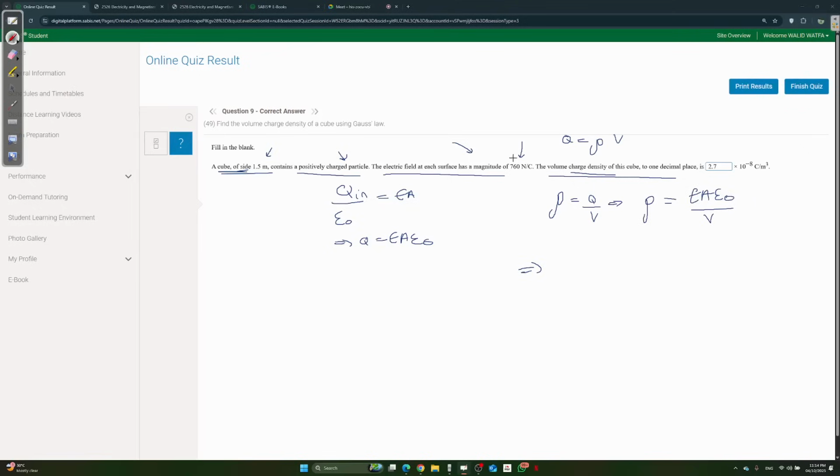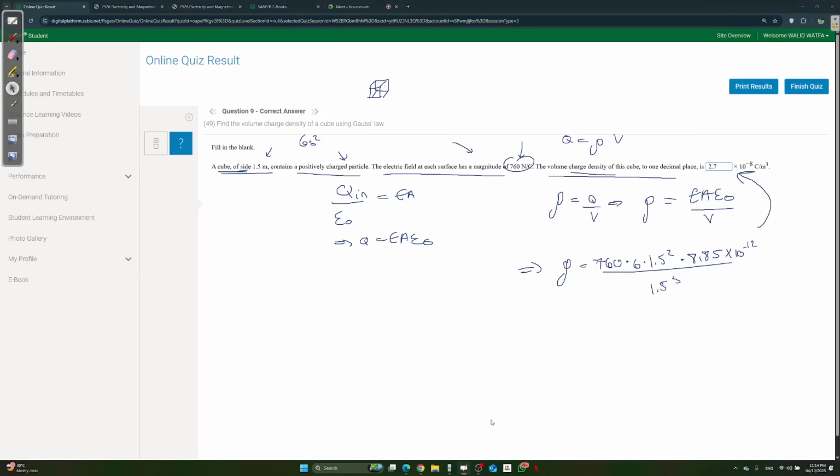What's the electric field? 760. What's the area? The surface area of a cube is what? 6s squared, right? A cube has 6 faces. The surface area of it is 6 times each face's area, so 6s squared. So 6 times 1.5 squared times epsilon node 8.85 times 10 to the minus 12 all over V. What's the volume of a cube? It's s cubed, right? Put this on your calculator, you get this.